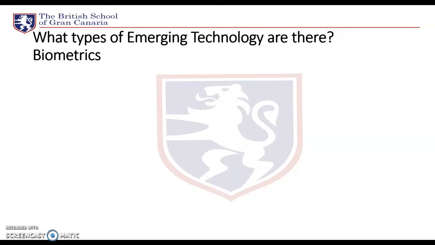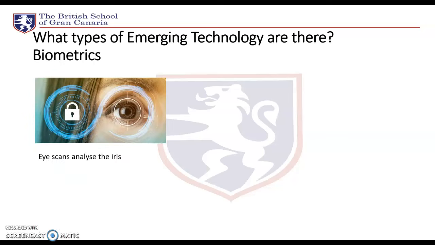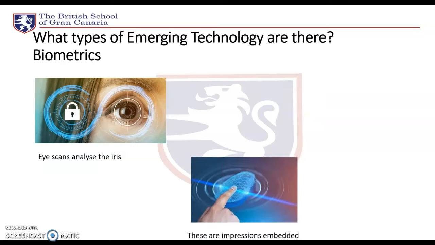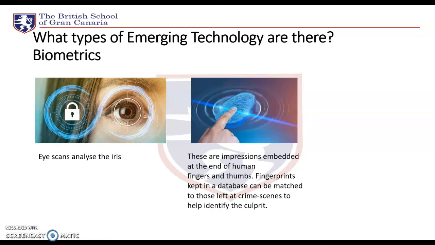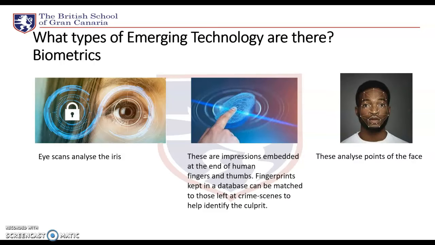Now, what types of emerging technologies are there? Okay, so we're going to look at biometrics now. So biometrics can scan your eyes, and they simply analyze the iris. They can have impressions of your fingerprint or your thumbprint and match these in a database.